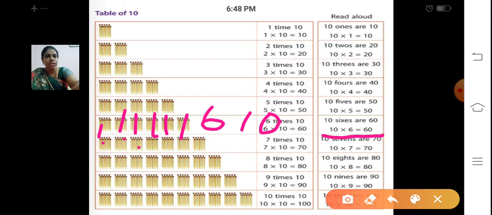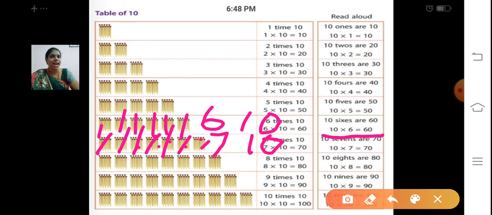1, 2, 3, 4, 5, 6, 7. How many groups do we have? 7 groups. In each group, how many matchsticks? 10 matchsticks. 10, we are going to add 7 times. Just see. 10 plus 10, 20. 20 plus 10, 30. 30 plus 10, 40. 50, 60, 70. So 10 sevens are 70. Now let's move on to the next one.